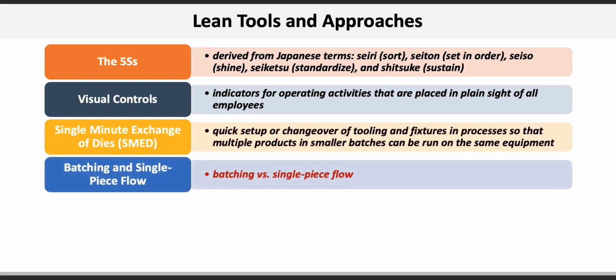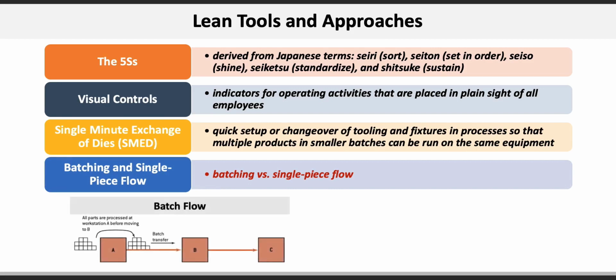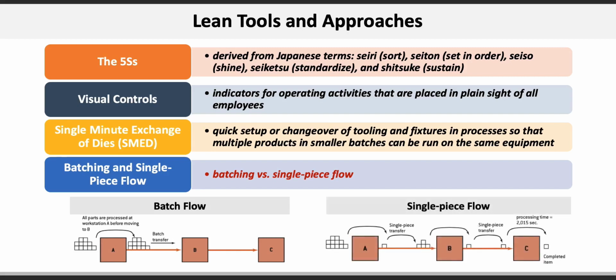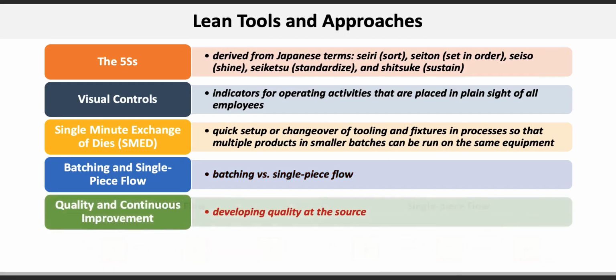Fourth, there's batching and single-piece flow. Batching refers to the process of producing large quantities of items as a group before they're transferred to the next operation. Single-piece flow, on the other hand, is the concept of ideally using batch sizes of 1. A fifth tool is quality and continuous improvement, which is mainly about building quality in at the source and requires doing it right the first time, therefore eliminating opportunities for waste.